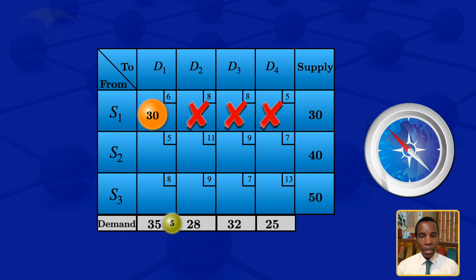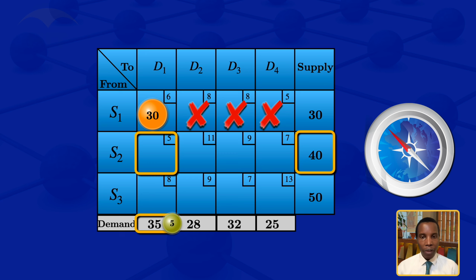Now we go on and look at the unoccupied cells that have not been crossed out. So we are looking at these cells here. Look at the northwest corner cell. The top left-hand corner cell is this one here. To see how much we can allocate, we look at the supply, it's a 40. And the demand, we had a 35, we are now left with 5. So we take the minimum of 40 and 5, that minimum is a 5. So we allocate 5 units.